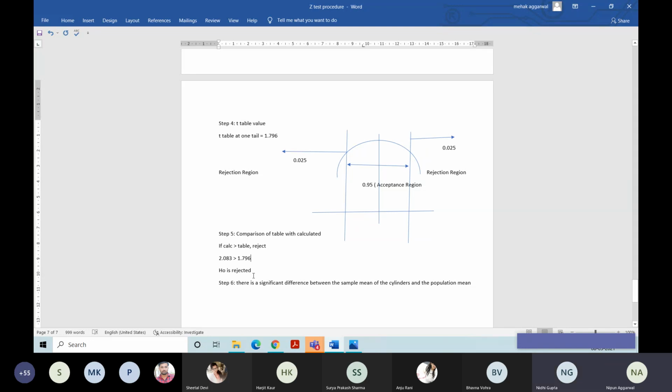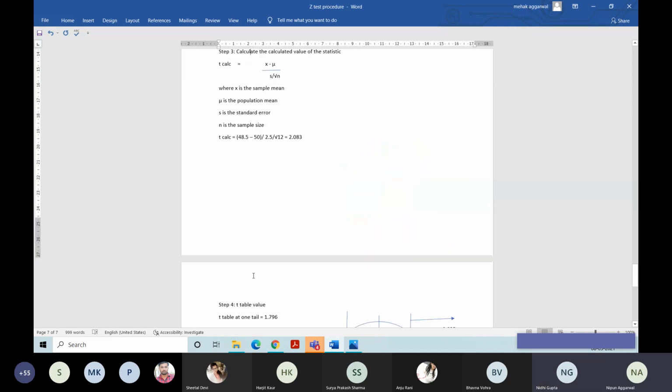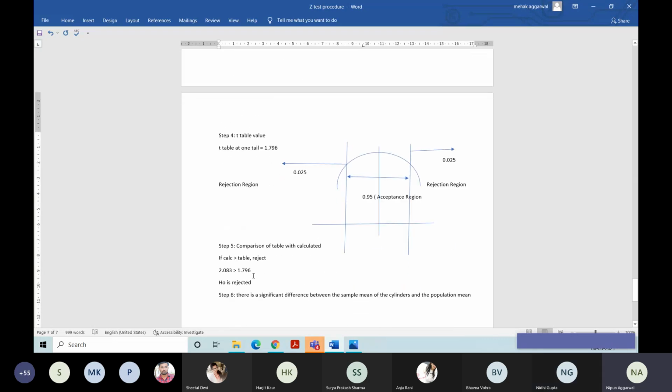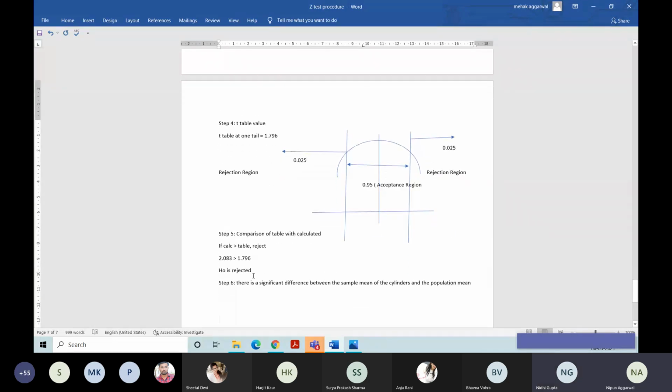That's why H naught is rejected. So what is the meaning? The sample mean is having a significant difference. So 48.5 is not equal to 50 in terms of significance. Fine? Is this clear? Yes, sir.